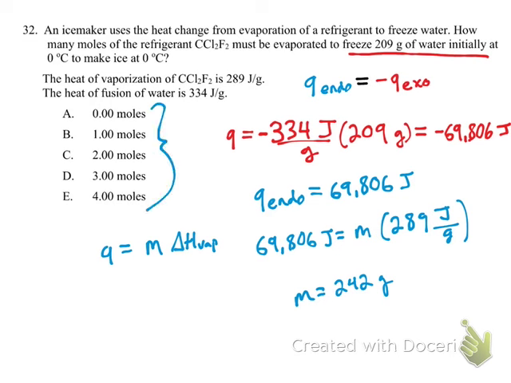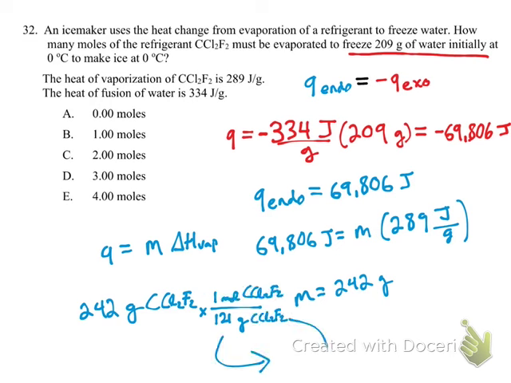So we have 242 grams of this refrigerant that we need. And it turns out that this refrigerant is 121 grams for every 1 mole, which ends up giving us 2 moles of this refrigerant.